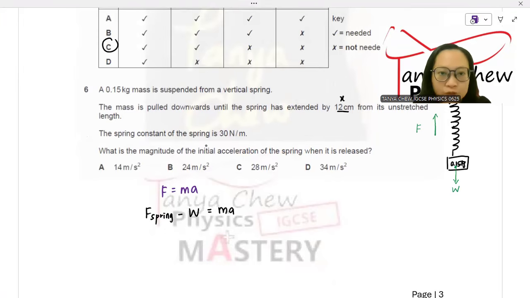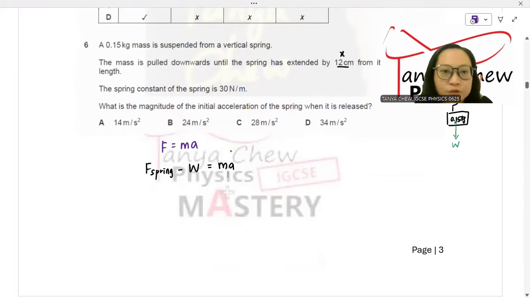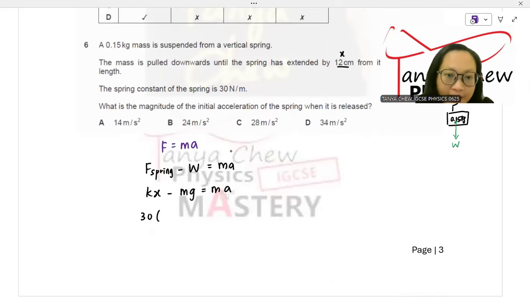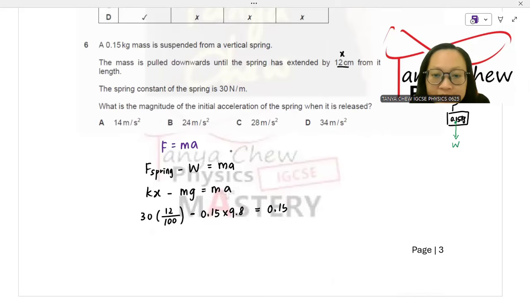So I find my force on the spring first. Since this spring obeys Hooke's law, force on the spring is equal to kx. Weight of the object is mg, equal to ma. K is a spring constant. Extension is 12 cm. You have to convert to meter. So 12 cm divided by 100, minus mass of the object 0.15 times 9.8 equals to, the mass is being pulled up, right? So the mass times the acceleration.